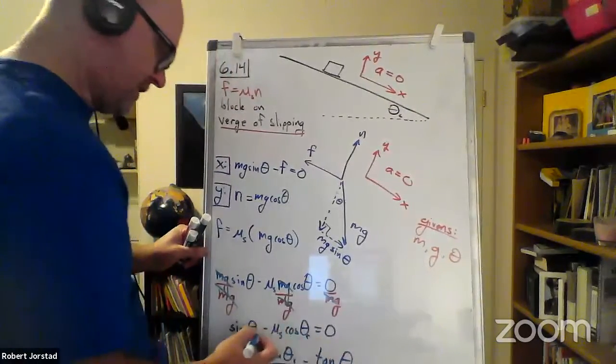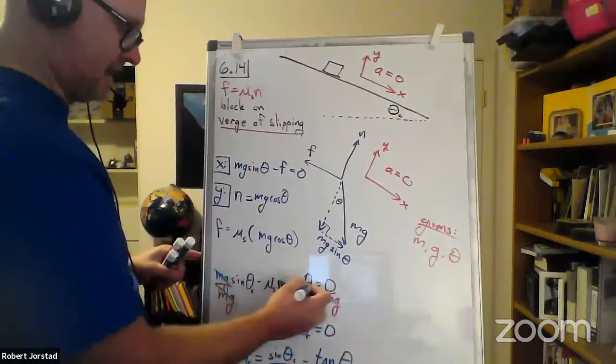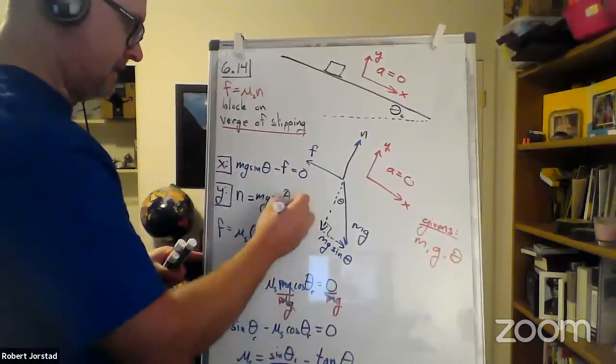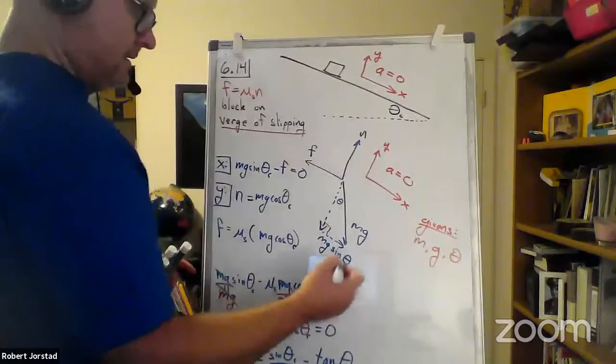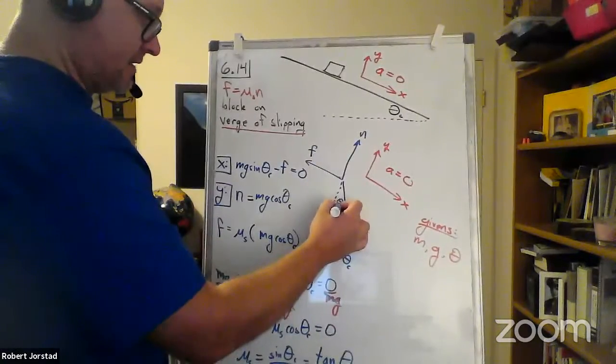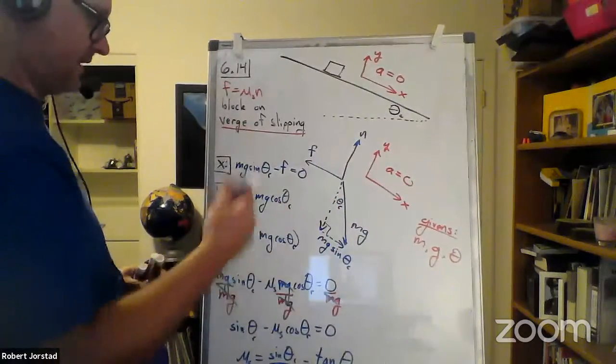And all along I should have been, the angle in the picture was not theta, it was theta critical. So everywhere there's a theta, there should be a theta subscript c. Sorry, I forgot that earlier.